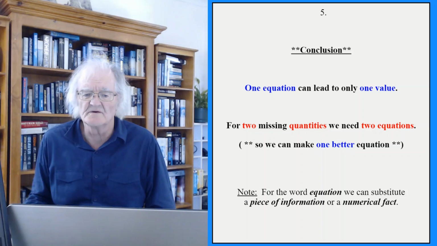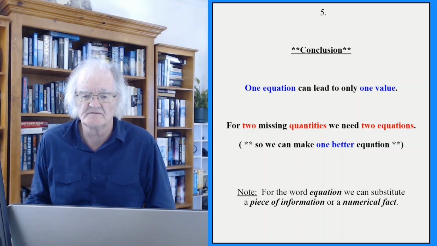So in conclusion, one equation can lead to only one value. For 2 missing quantities, we need 2 equations. So we can make one equation that's better. For the word equation, we can substitute a piece of information or a numerical fact.